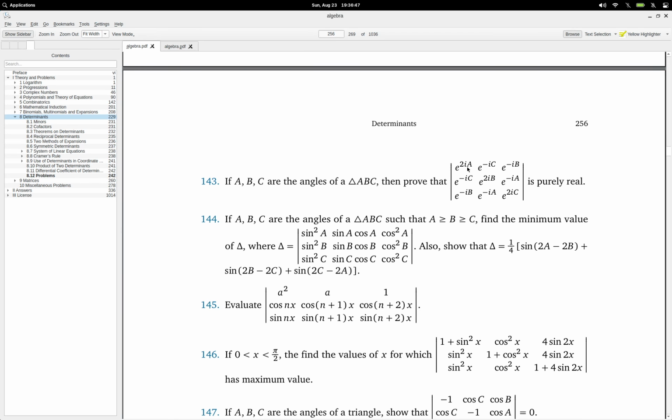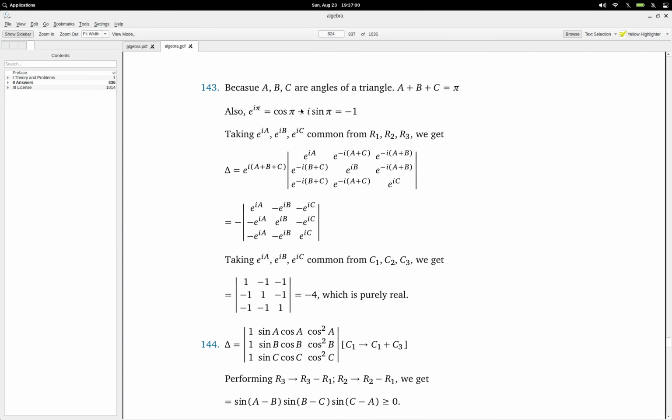Here i is iota, that is square root of minus 1. Because A, B, C are angles of a triangle, we have A plus B plus C equal to not 2 pi, pi radian. My mistake. So we have this, and we know that e to the power i pi is equal to cos pi plus i sin pi, which is equal to minus 1. This is Euler's equation, a famous one.